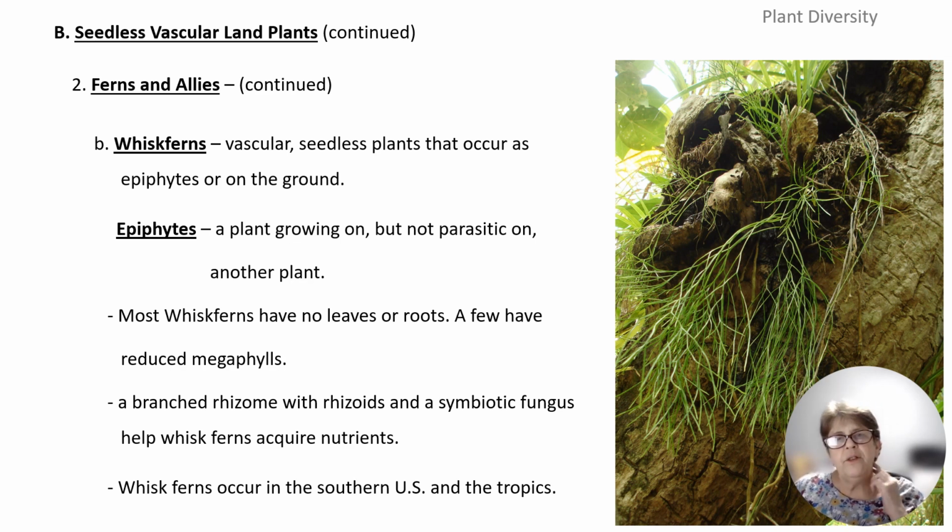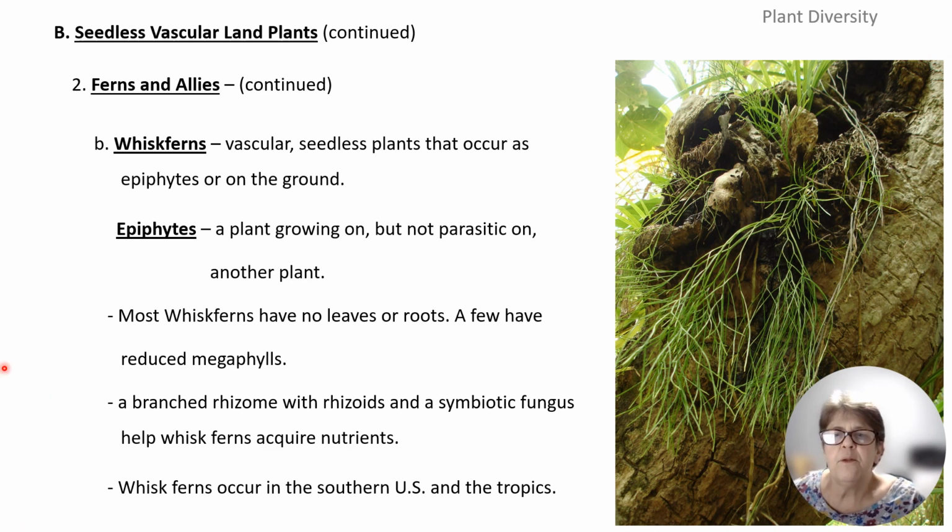So now we have whisk ferns, and whisk ferns are vascular seedless plants that occur as epiphytes or on the ground. So epi, we're thinking on top of, and phyte, you usually think of plant. But this is a plant growing on another plant, but it's not parasitic. So it's just kind of growing on there. It's not quite a symbiotic relationship. It's more like commensalism, where one is helped by having a place to hang out and the other one's not hurt.